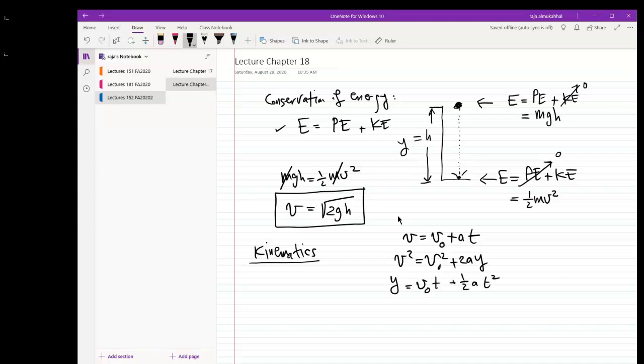So I can use one of these to calculate the velocity. Maybe I could use the one in the middle. The reason I use this one is that, of the three, this one doesn't contain time. There is a time component here and here, and in the nature of the problem given to me, the time is not given. So I'll just use the one in the middle.